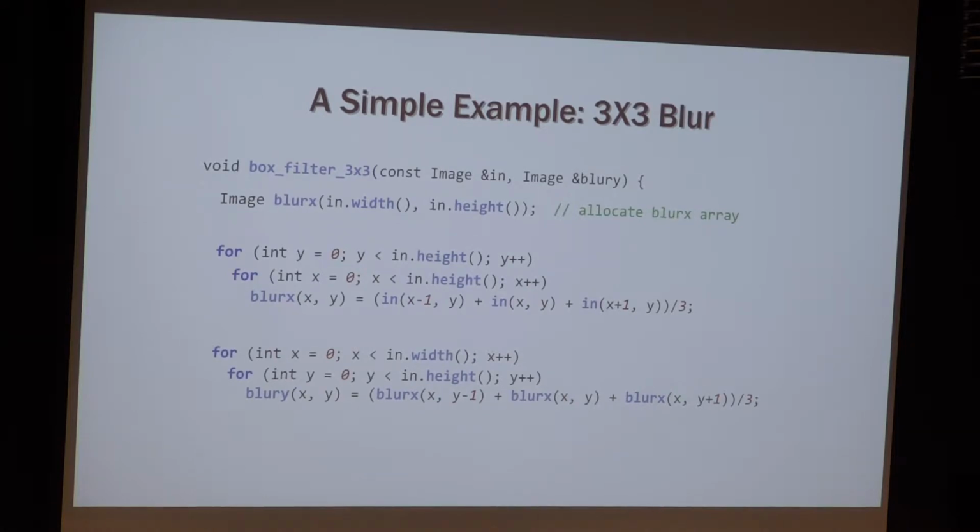Here's a 3x3 blur example. These two loops go in the x direction and do a blur in the x direction, averaging the three values next to each other. Then it takes the result of that and does it in the y direction and averages that. Very simple filter that you might want to do for an image. You can run this. This is valid C code.